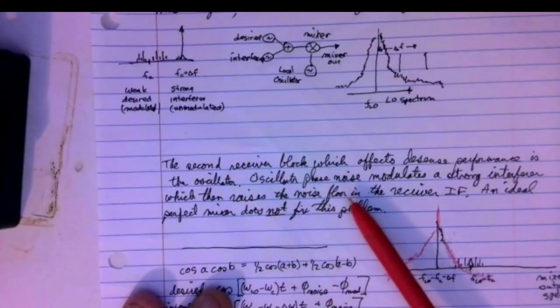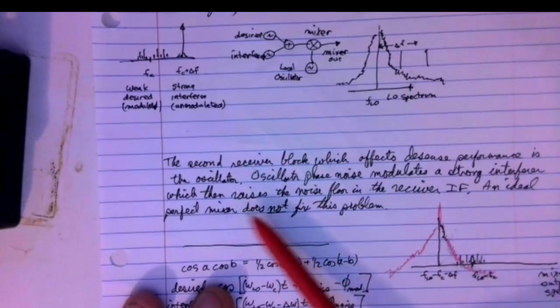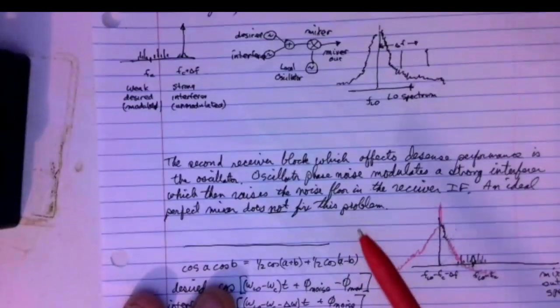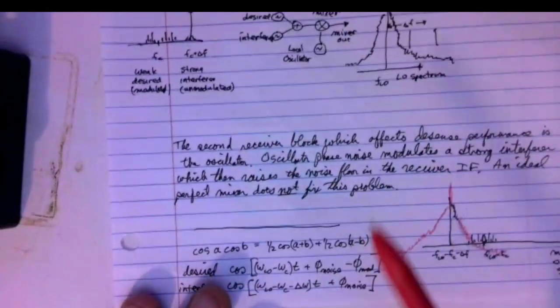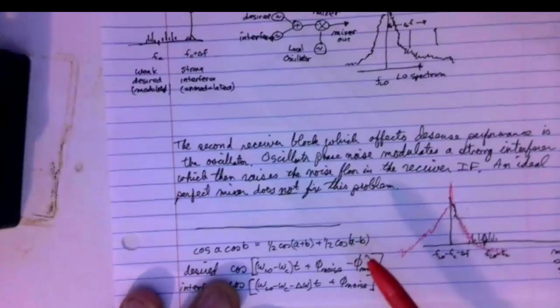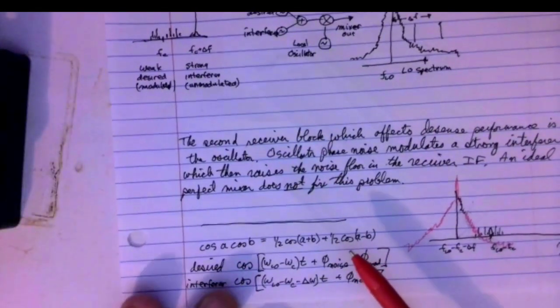Now I wrote a little text here. The second receiver block, which affects desense performance, is the oscillator phase noise. It modulates a strong interferer, which raises the noise floor in the receiver IF. An ideal perfect mixer does not fix this problem. This is not a mixer problem. It's an oscillator problem. You cannot fix this phase noise problem by putting in a perfect mixer.